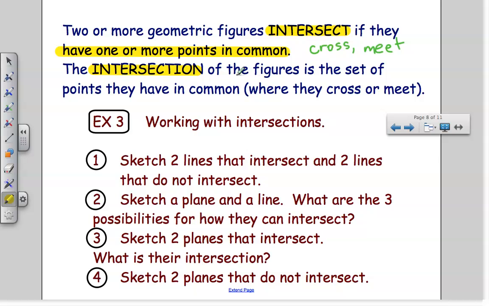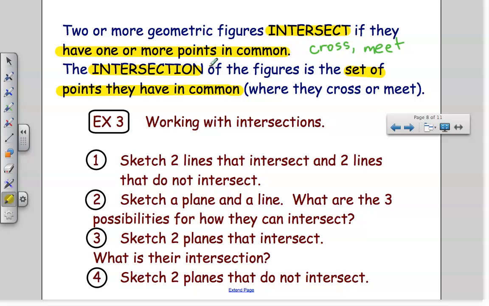The intersection of those figures is the set of points that they have in common. Set of points they have in common. This is the intersection, is what they have in common. It's where they cross or meet. Well, I guess I didn't need to write those. I put them here. So we're looking for things that cross. We're looking for how they cross, which is the actual intersection.